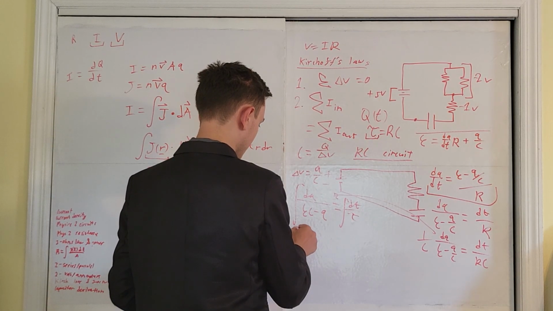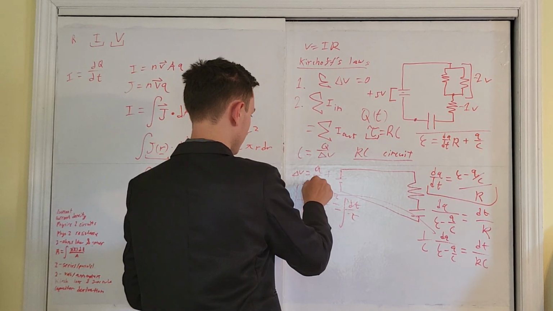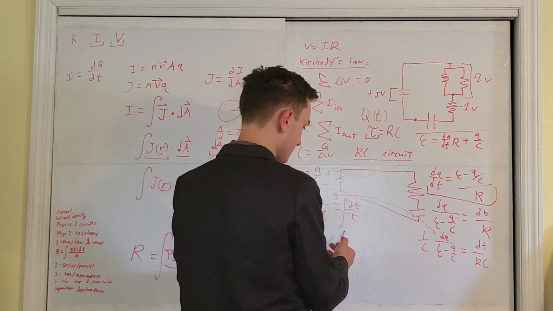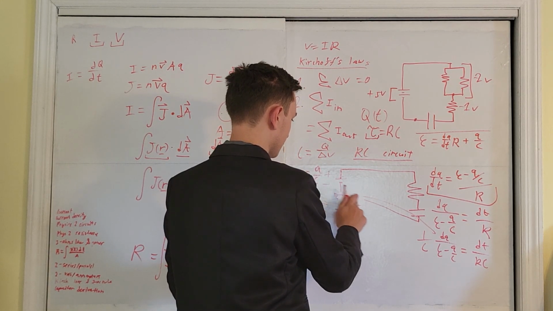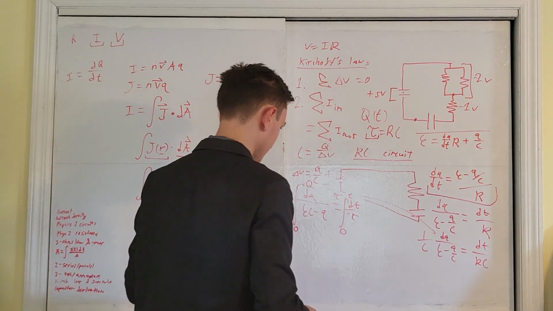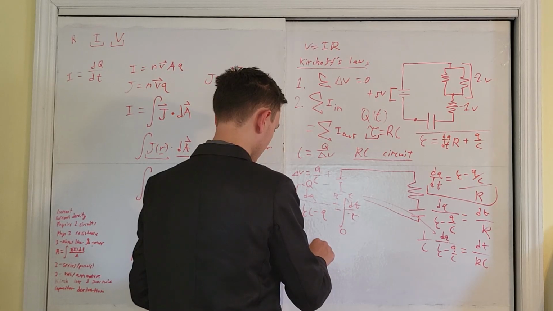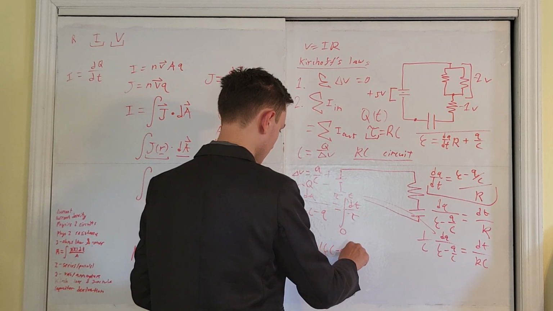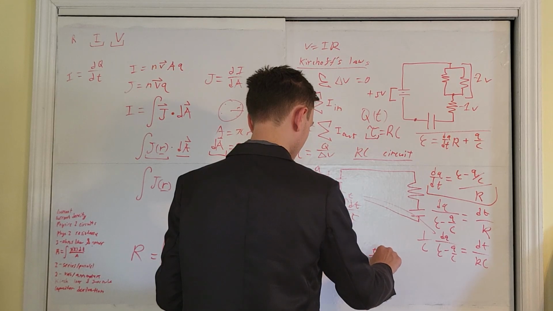And I'm going to integrate the left side from zero charge on my capacitor up to some final charge Q that I want to know. And I'm going to integrate the right side of my equation from 0 time to after some time t has passed. Okay? So let's find our antiderivatives. The antiderivative of the left side is going to be the negative natural log of epsilon c minus q equals t over the time constant.